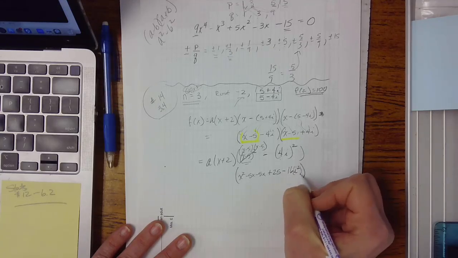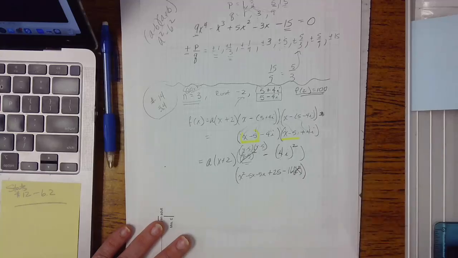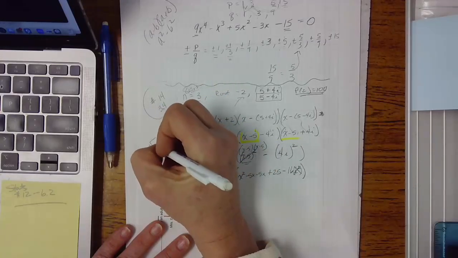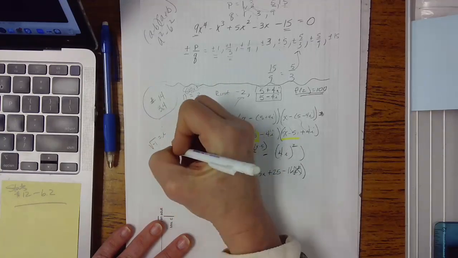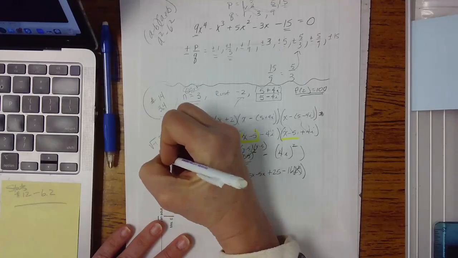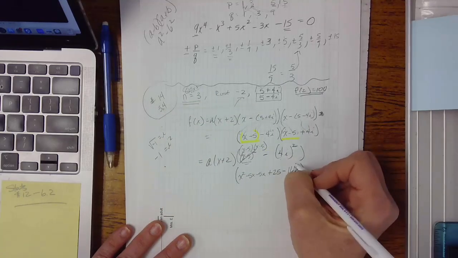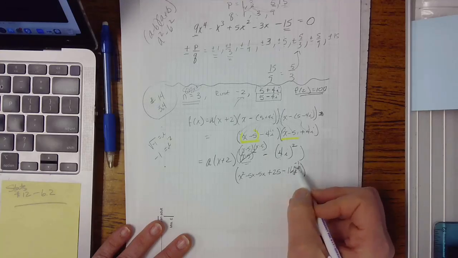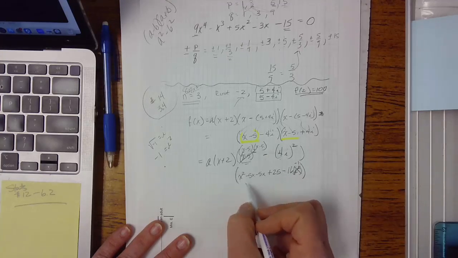Now, i squared, what did we learn i squared is equal to? Right, negative 1, because i is actually the square root of negative 1, and therefore i squared is going to equal negative 1. So in this case, I'm going to change that to negative 1, so I have a minus and a minus, and that's going to make it a positive. So I'm going to simplify this a little bit.